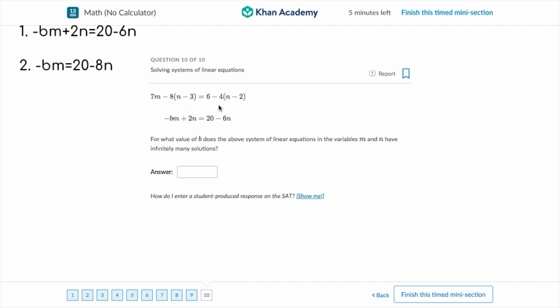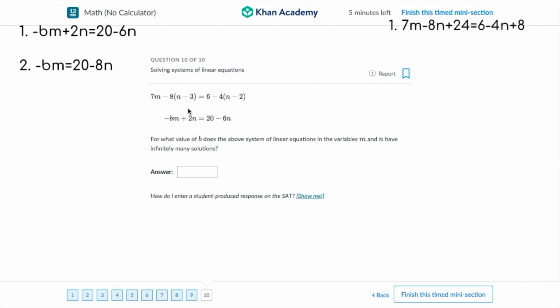We have negative bm plus 2n is equal to 20 minus 6n. Let's subtract the 2n over here and we get negative bm is equal to 20 minus 8n. So let's write that down. Negative bm is equal to 20 minus 8n. And let's look at the equation on the top. Let's simplify that as well.